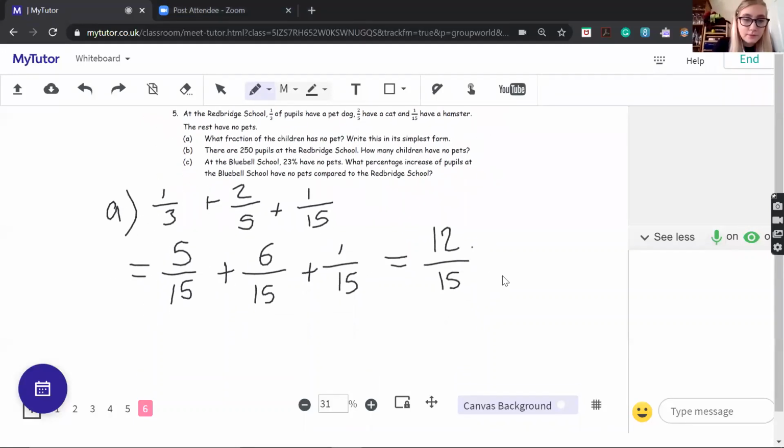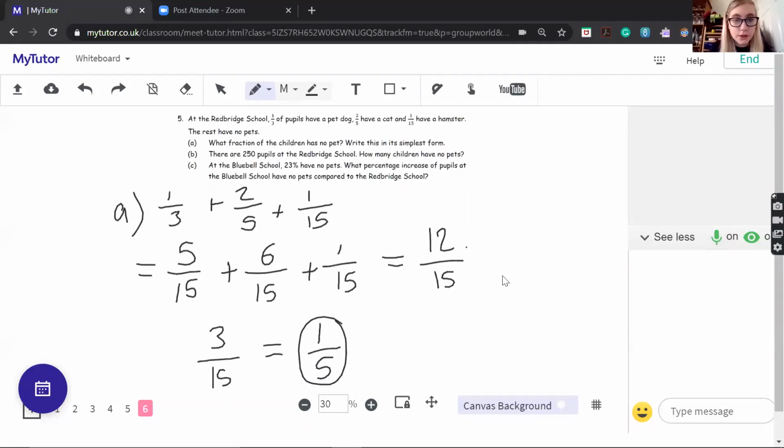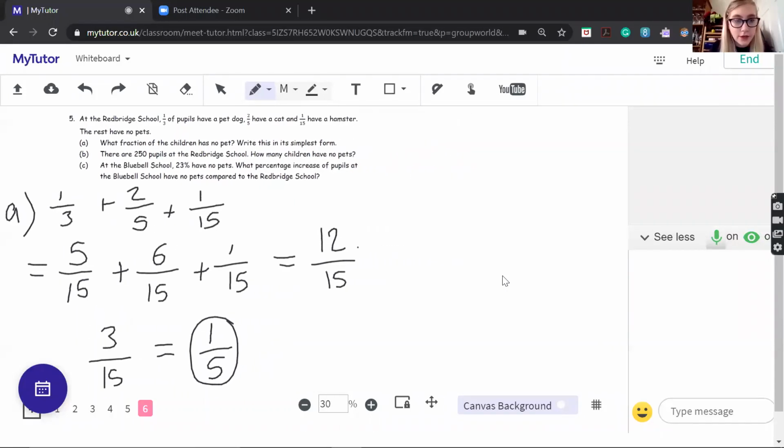So 3/15 have no pet, and then we can simplify this fraction, dividing the top and the bottom by 3. So 1/5 of them have no pet. Cool. So let's have a look at part B. There are 250 pupils. How many children have no pets?